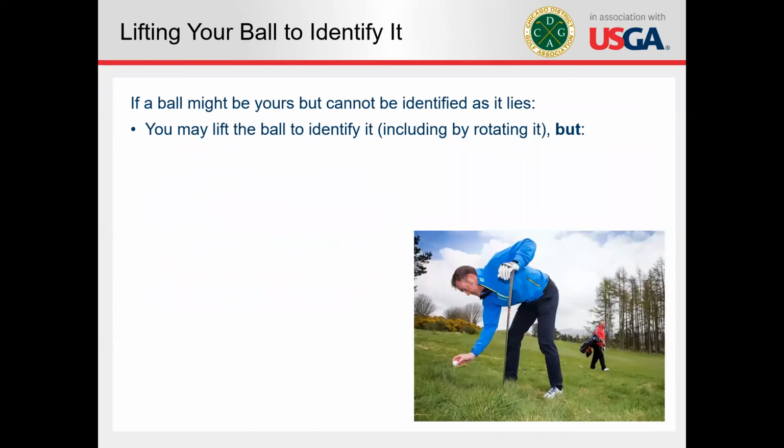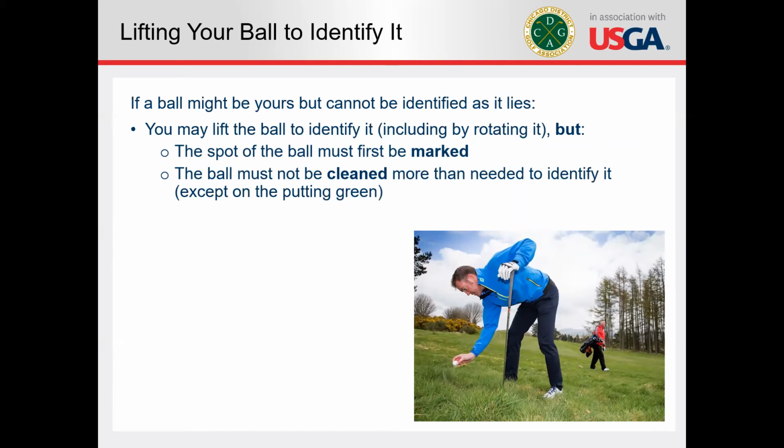If a ball might be yours, but cannot be identified as it lies, you may lift the ball to identify it, including by rotating it. But the spot of the ball must first be marked. The ball must not be cleaned more than needed to identify it, except on a putting green. It can be cleaned as much as you'd like after marking.